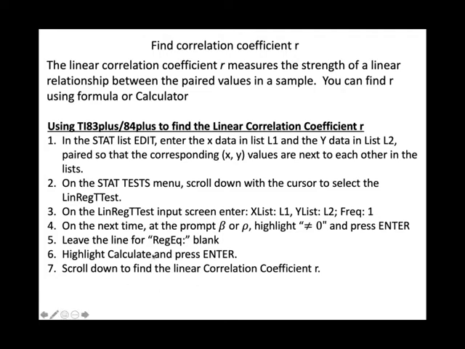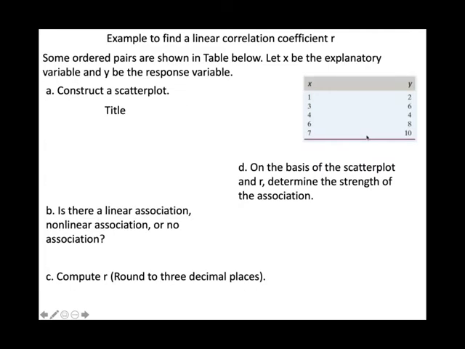So I will use another example to teach you how to find your R. Look at this example. Some ordered pairs are shown in the table below. Let x be the explanatory variable and y be the response variable. So we have the table here. We have the coordinates 1, 2, 3, 6, 4, 4, 6, 8, 7, and 10. First, construct a scatterplot.